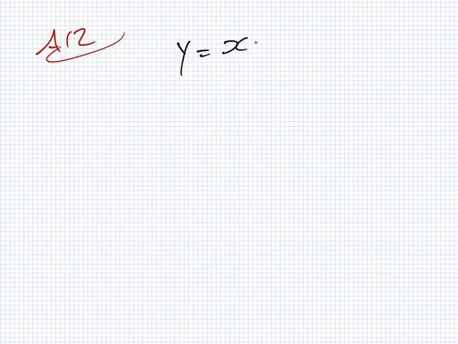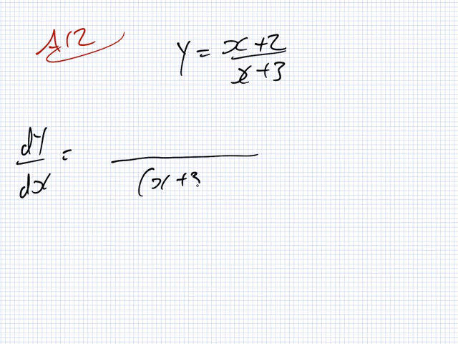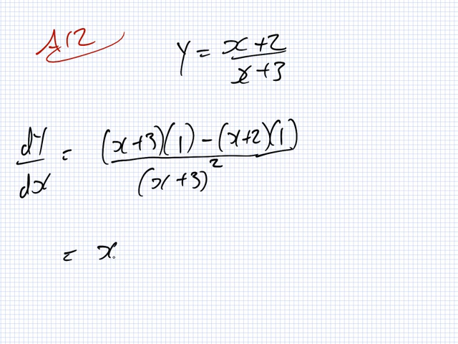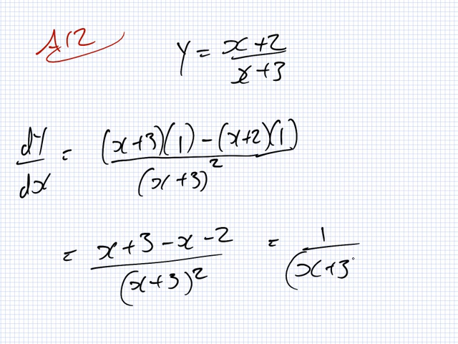Y equals x plus 2 over x plus 3. Find dy/dx. So what rule do I need here? The bottom squared, the bottom times derivative of the top minus the top times derivative of the bottom. So that would be (x plus 3 minus x minus 2) over (x plus 3) squared, which is 1 over (x plus 3) squared.